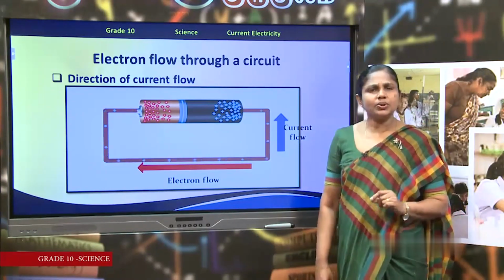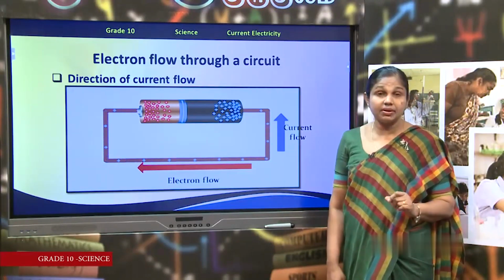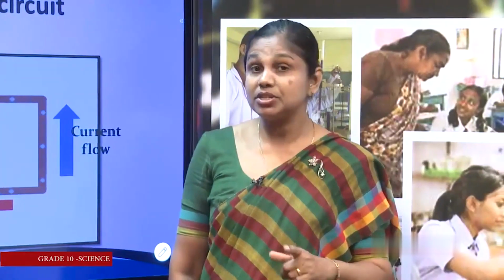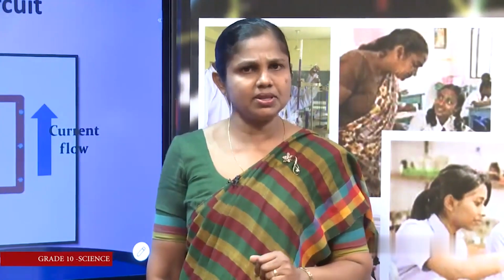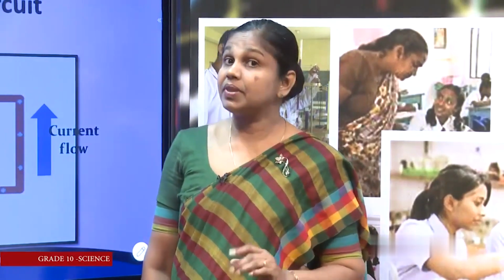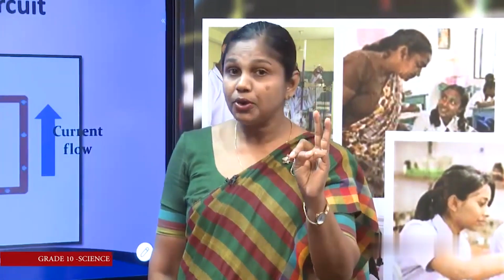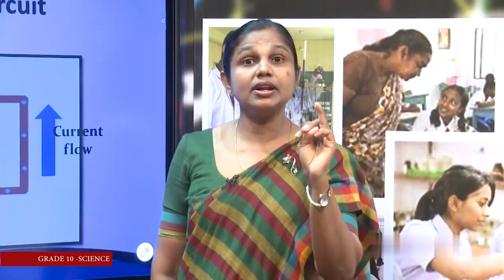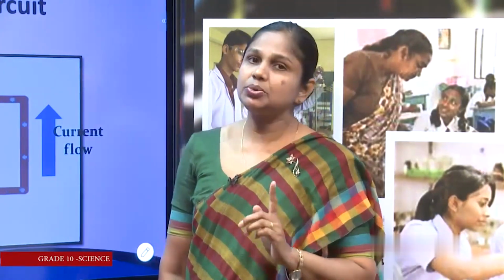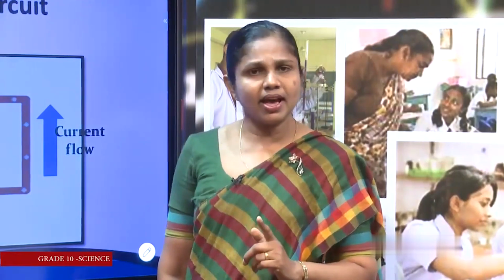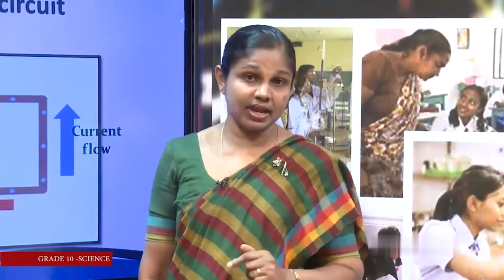Now we are going to learn about some measurements of electricity. Children, you have learned about measurements of electricity in grade 8. What are the measurements of electricity? There are three main measurements. Number 1, current flow. Number 2, potential difference. And number 3, resistance. First, we are going to recall what we have learned about current flow in grade 8.